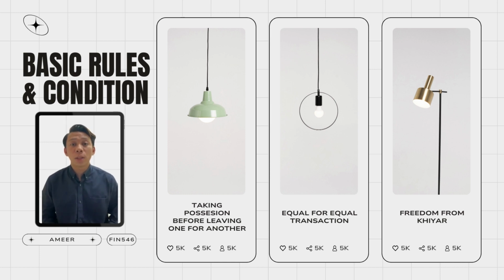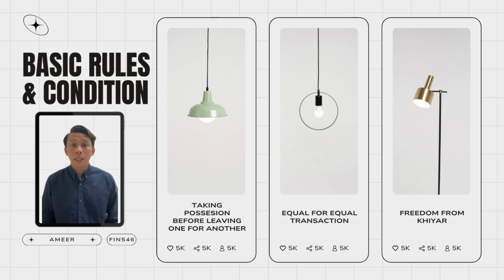So in this slide, I will explain the basic rules and conditions of our topic. First of all, the basic rule and condition of Bai Asaf is taking possession before leaving one for another, which means the delivery of both currencies must be done at the time of the conclusion of the contract, to ensure that taking possession of the currencies exchanged by both transacting parties can be completed in the same session. Next is equal for equal transaction. Like the definition itself, it must be an equal exchange such as gold for gold and silver for silver.